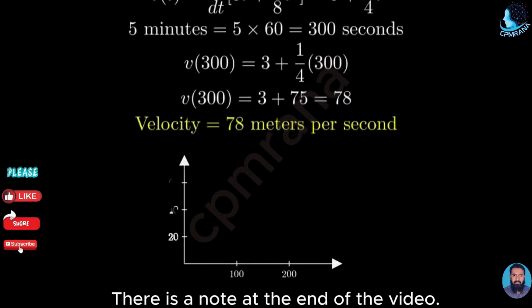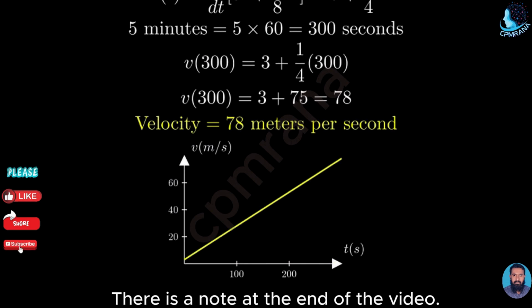To verify this makes sense, notice that as time increases, the velocity increases linearly. This means the train is constantly accelerating, which we can see from the t² term in the original position function.